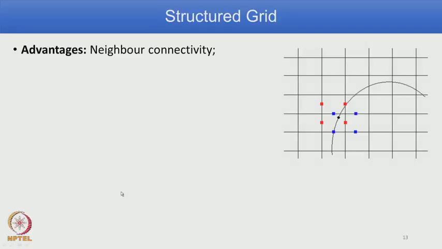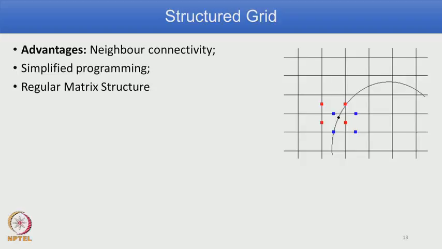So, what is the advantage? In a structured grid, as we have seen, we know for a particular node what the surrounding nodes are, and we know it is the same number of surrounding nodes throughout the domain. So, that makes our job easier. It is easy to have neighbor connectivity, and because of that it is easy to do programming, because we know that there are so many points and it is the same throughout.